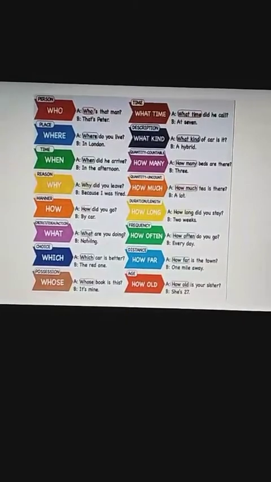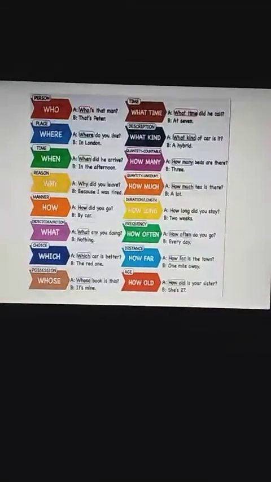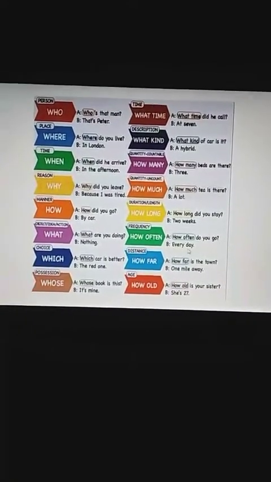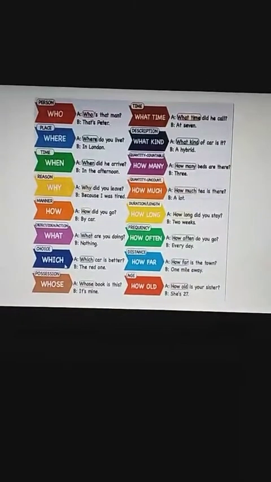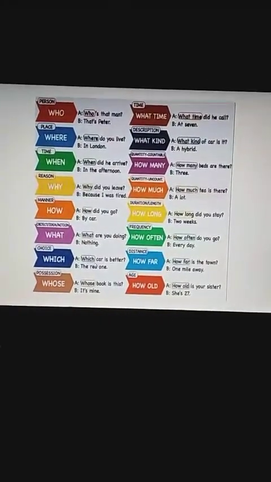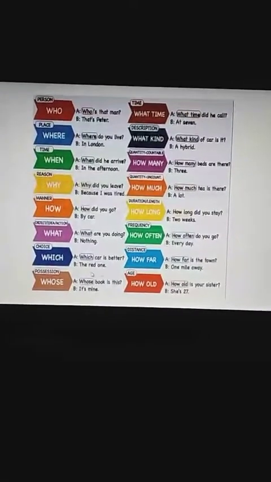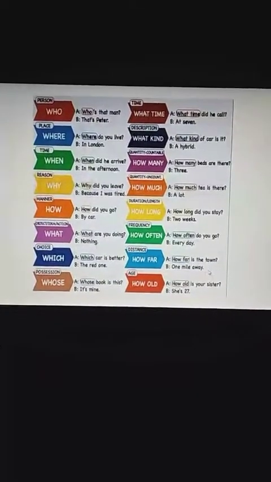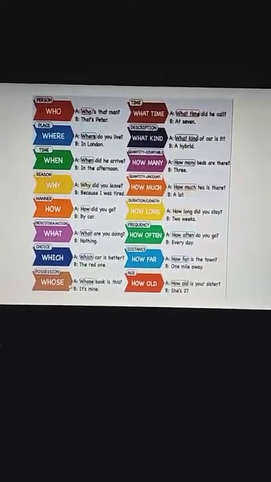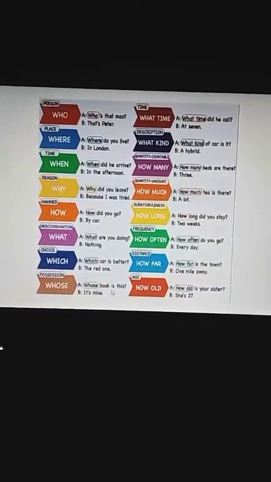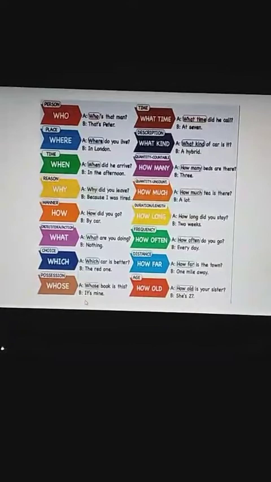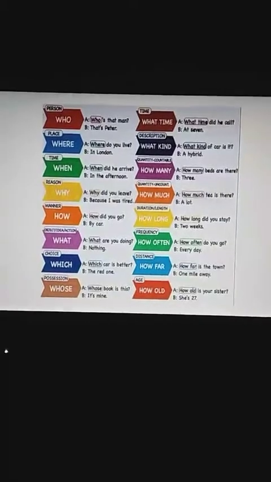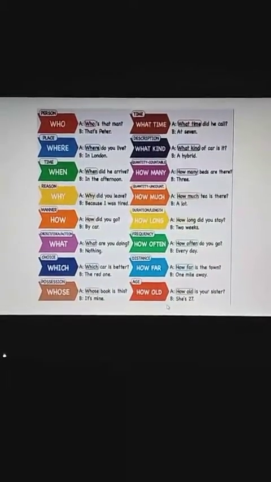What? What are you doing? Nothing. How often? How often do you go? Every day. Which? Which car is better? The red one. How far? How far is the town? 1 mile away. Whose? Whose book is this? It's mine. How old? How old is your sister? It's 27. Okay.